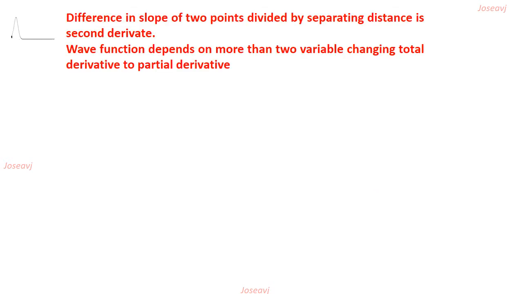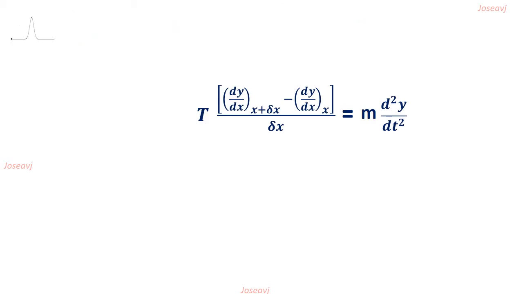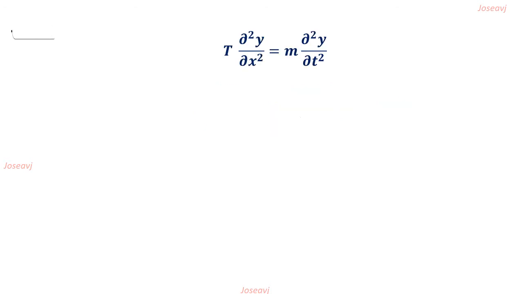Difference in slope of 2 points divided by the separating distance is the second derivative, and our wave function depends on more than 2 variables. So changing the total derivative to the partial derivative, we get T into difference in slope divided by separating distance is equal to m into d squared y by dt square. So we can rewrite this expression as T into dou squared y by dou x square is equal to m into dou squared y by dou t square, or dou squared y by dou t square is equal to T by m dou squared y by dou x square.